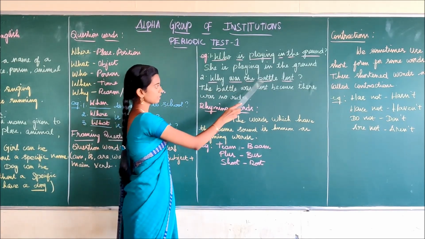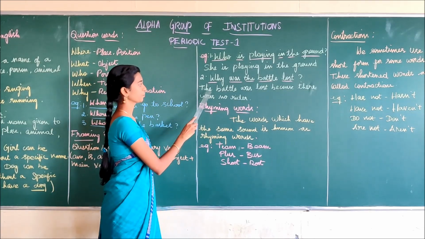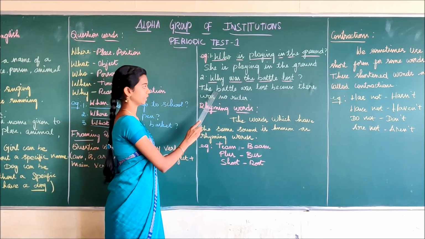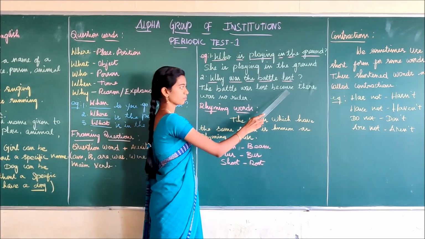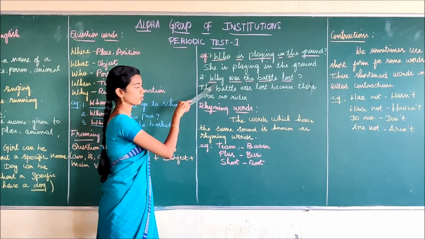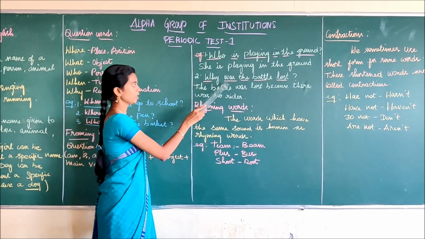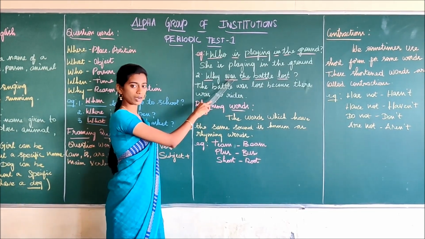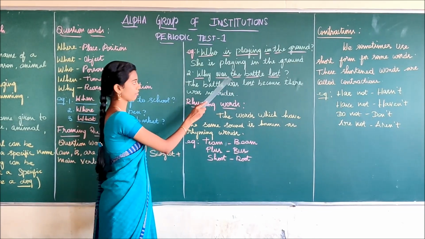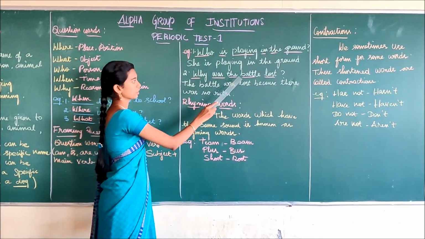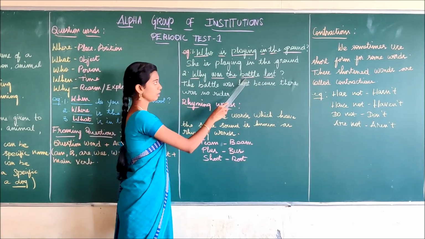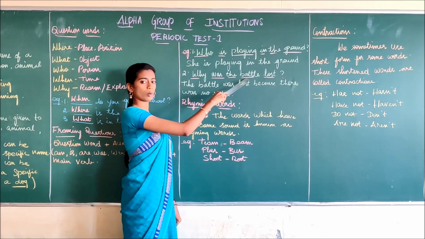Second one. Why was the battle lost? See the answer: The battle was lost because there was no rider. I have used the question word "why". Next, after the question word, you have to write the auxiliary verb. In the answer, "was" is the auxiliary verb, so I have written "was". Why was the battle? The battle is the subject in the sentence. After the subject, you have to add the main verb.